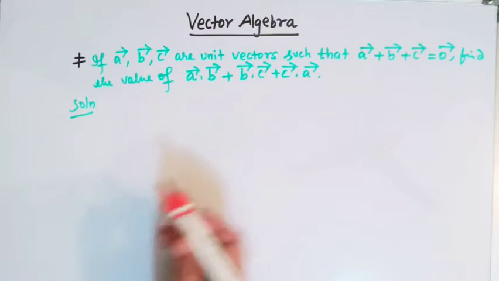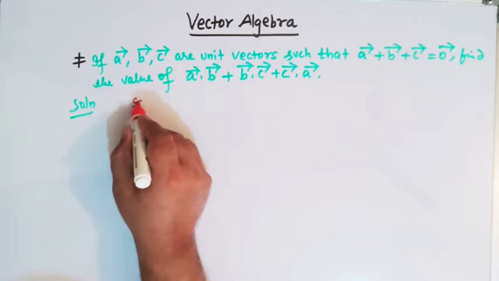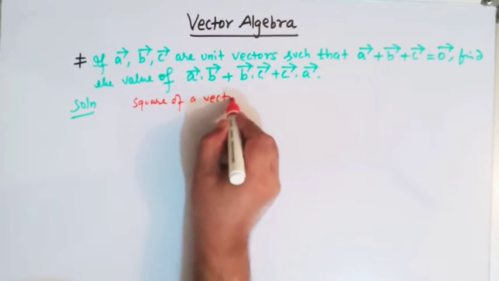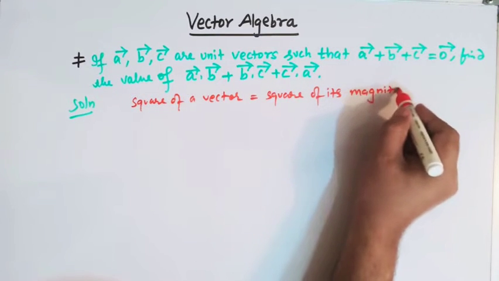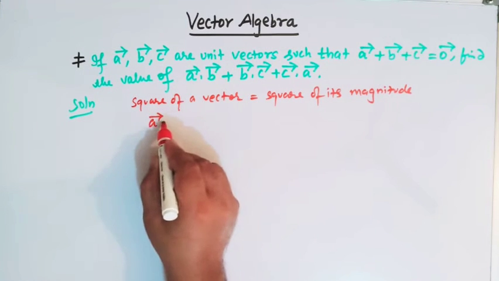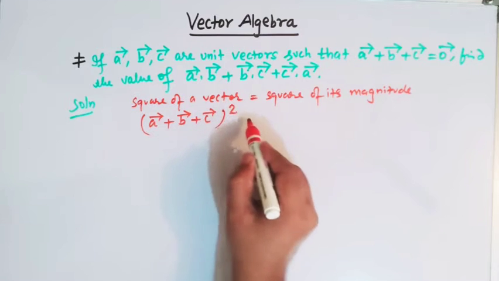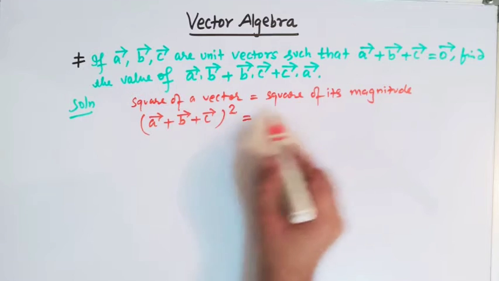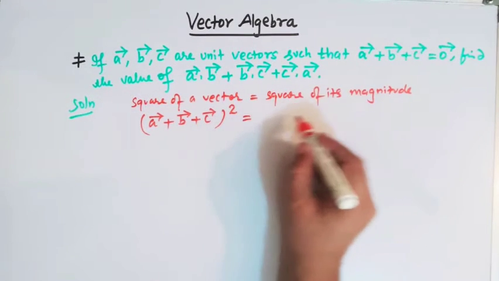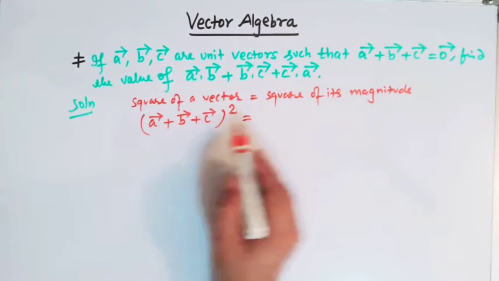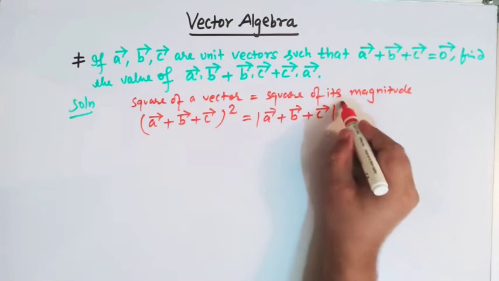Now here we will make use of a very important result in vector algebra, that is, the square of a vector is equal to the square of its magnitude, right? Now here what we will do, we will consider the vector A plus vector B plus vector C, and the square of this vector is taken. The square of this vector can be written as the square of the magnitude of this vector. So here we can write the magnitude of vector A plus vector B plus vector C square, right?